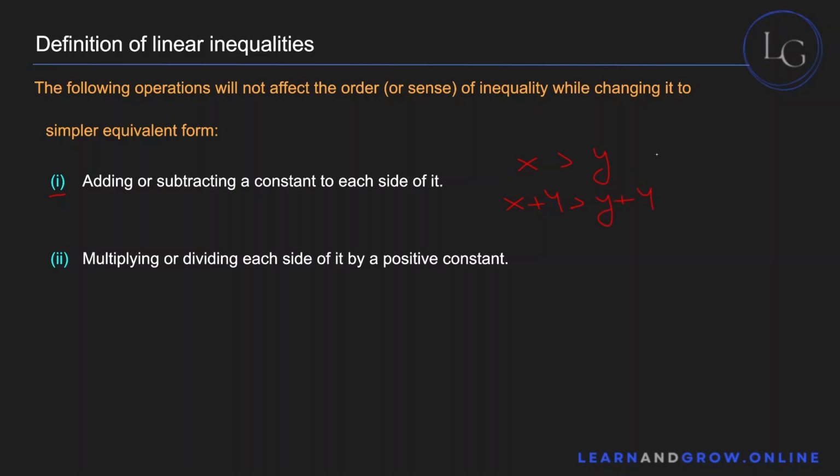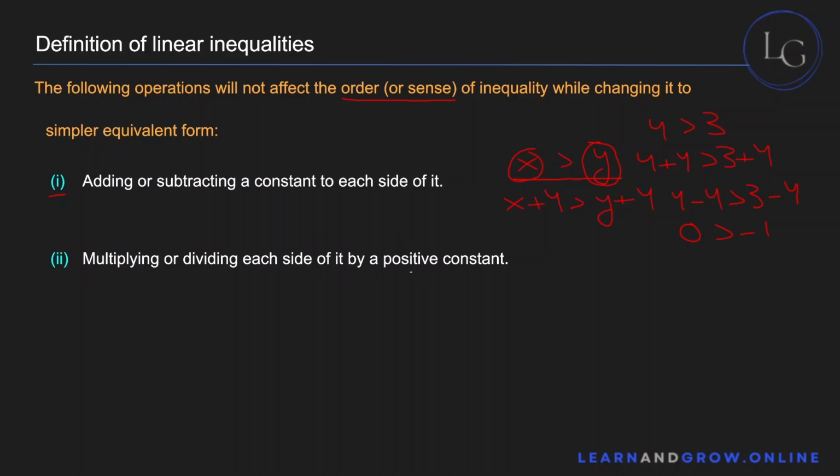We can prove this by writing down, let's say, 4 is greater than 3. Very true. So 4 plus 4 is greater than 3 plus 4. Also true. And you can also subtract 4. So 4 minus 4 is greater than 3 minus 4. Obviously, that means that 0 is greater than minus 1. Also true. So the order or sense of the inequality does not change. This side is greater than this side. Simple. Whether you add or subtract any number on either side.